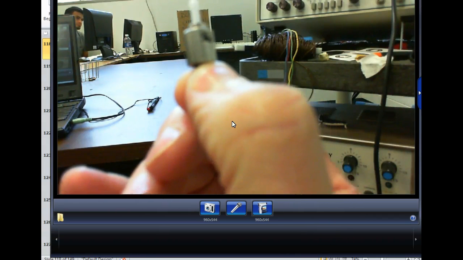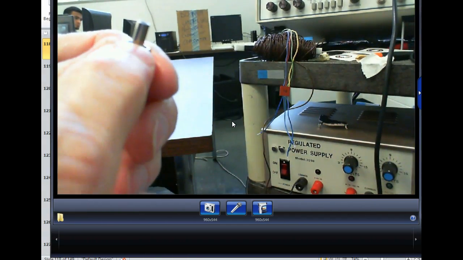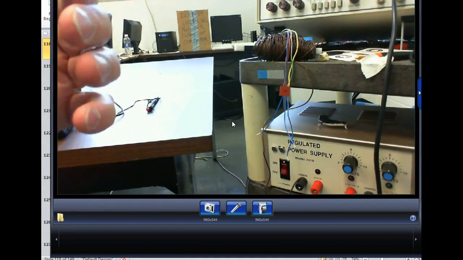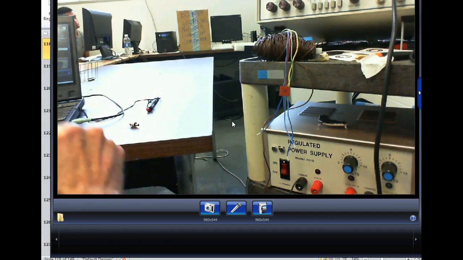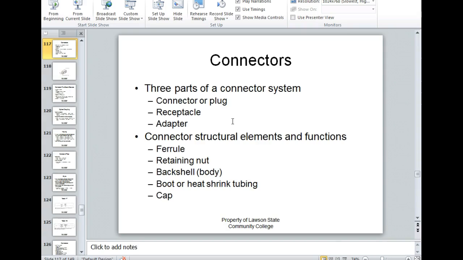Then we have the retaining nut. This is the part that actually retains it inside the other connector or inside the adapter. And then we have the back shell. The back shell is where you crimp to the Kevlar and the outside jacket. We okay? Ferrule, retaining nut, back shell. And then we have the boot.